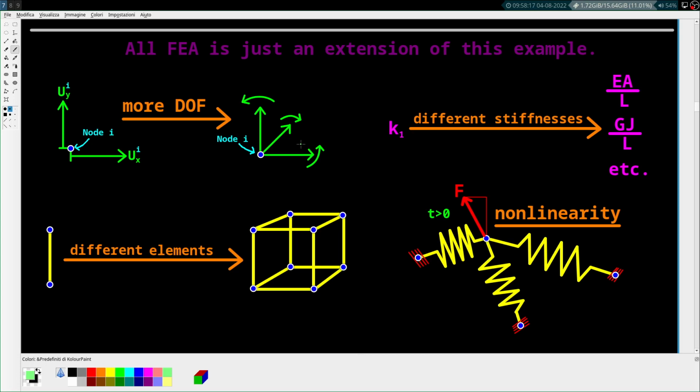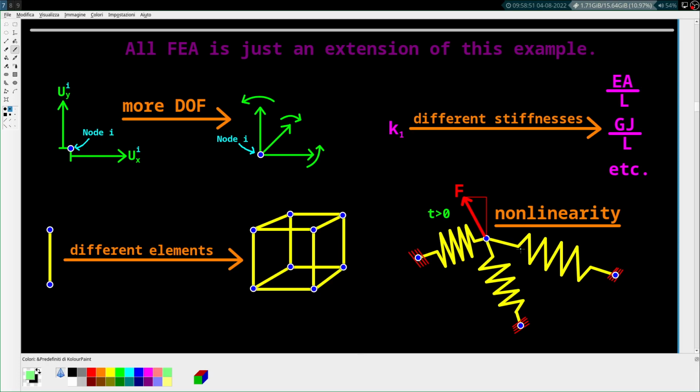Now, what are the different stiffnesses? So you may not always just have Ks for springs. You may have these material and geometric components to your stiffness. And we'll get into that in a second. You will also have different kinds of elements. You may not have just linear elements like lines. You may have shells and hexahedrons, tetrahedrons, that kind of stuff. That can all change. And you may have nonlinearity.